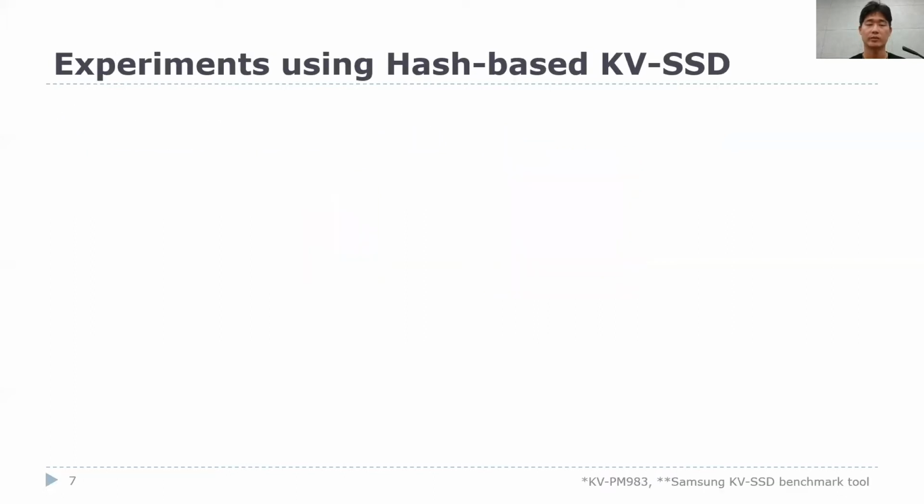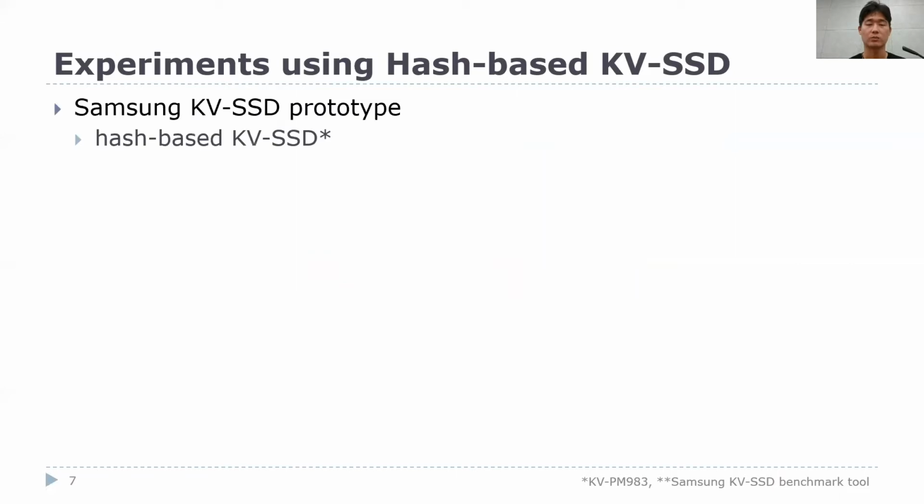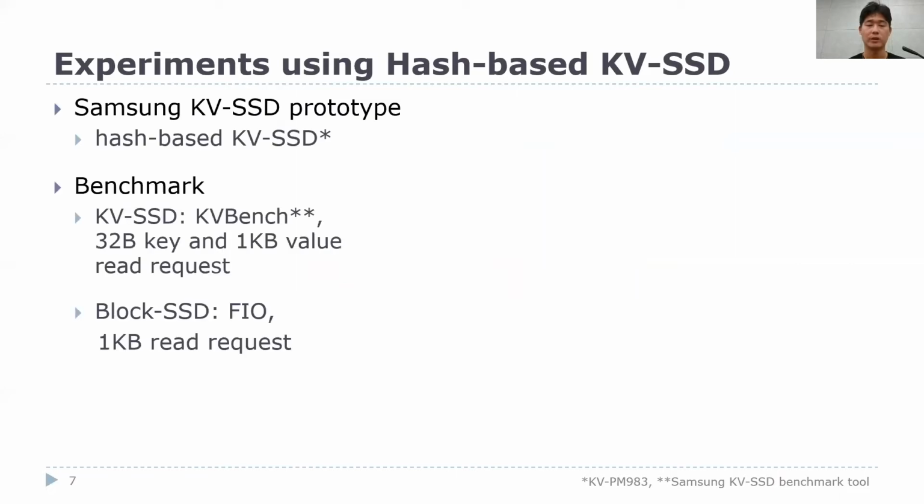To evaluate hash-based KV-SSD, we tested Samsung's KV-SSD prototype. The benchmark used is KV bench with 32-byte key and 1 kilobyte value read requests. To compare the performance, we also evaluated the block SSD with FIO with 1 kilobyte read requests.